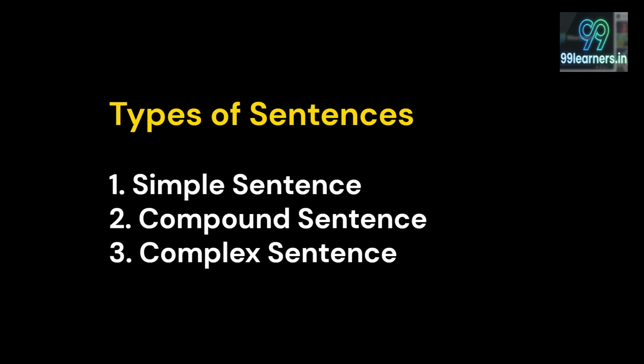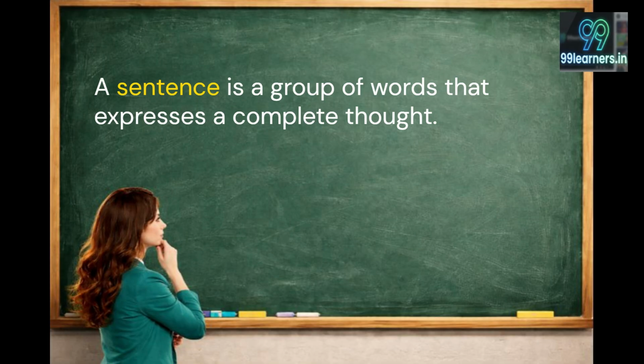Hi everyone, welcome back. Today we'll learn the three main types of sentences in English: simple, compound, and complex. By the end you'll be able to identify each type, build your own, and write clearer sentences. Ready? Let's begin. What is a sentence?